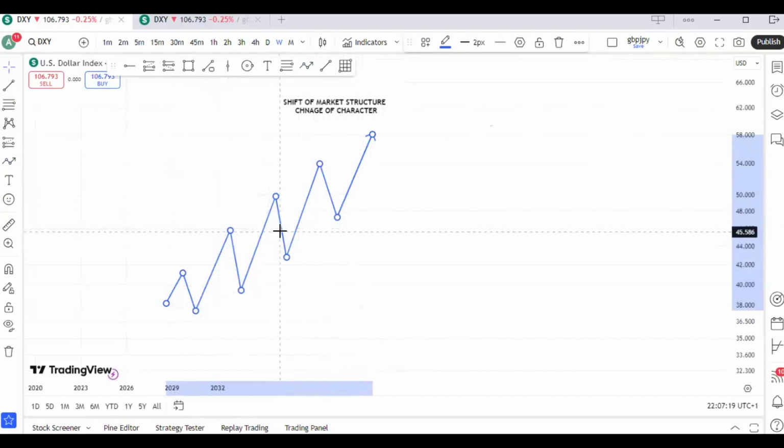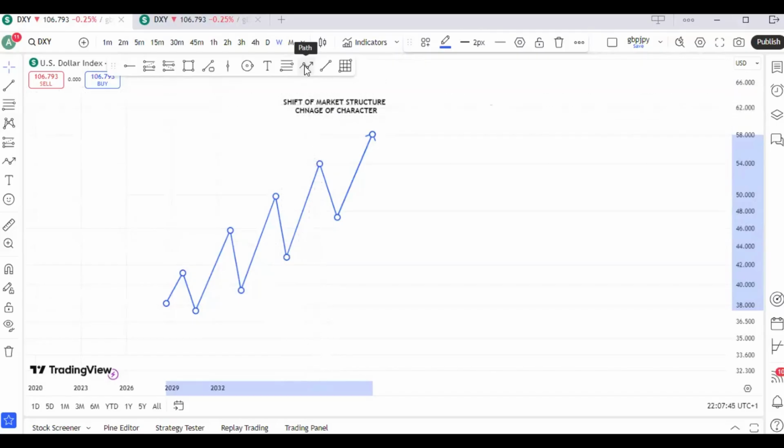So if you don't know when the market is ready to shift from a buying market to a selling market, you might be anticipating buy while the market is showing you selling signals. And if you do that, you end up losing your money. So shift of market structure, or change of character, comes in to make you understand that the market can shift structure and you should be able to detect it very early.